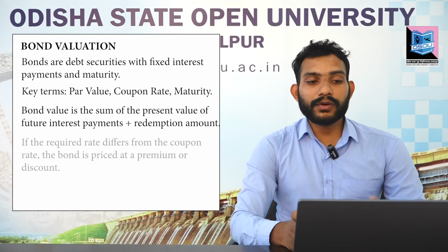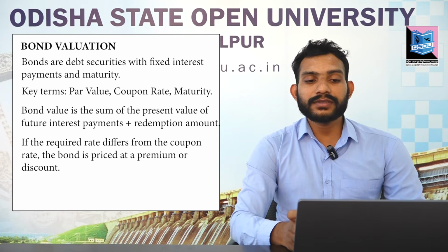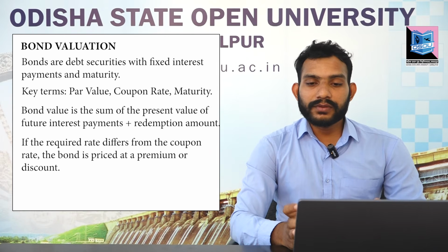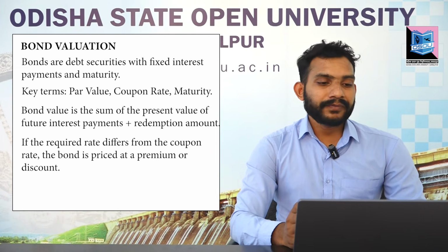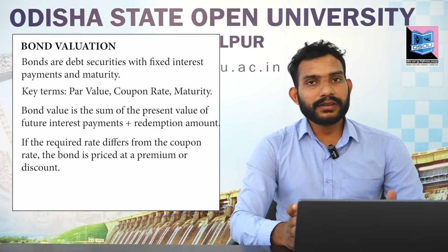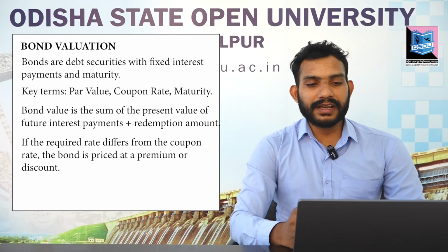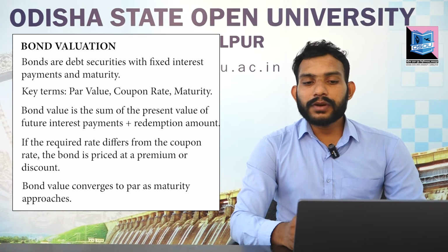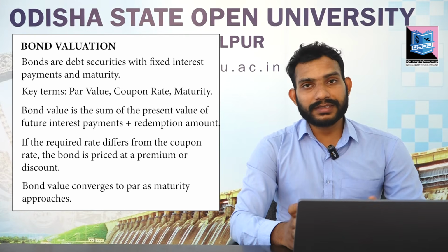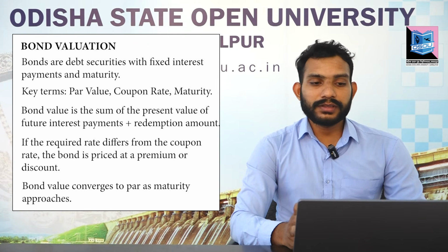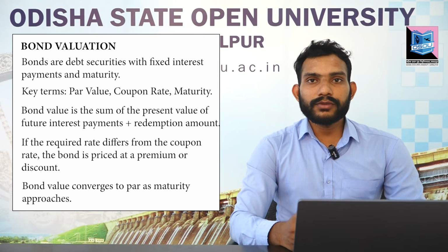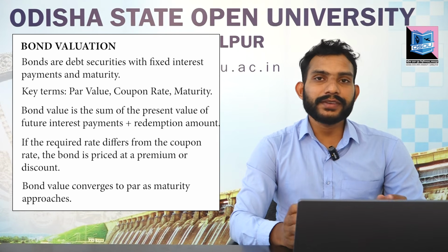Now, when we calculate bond value, we are looking at the present values of all future interest payments plus the present value of the redemption amount, which is usually the par value at maturity. Here's where the required rate of return comes in. If the required rate of return is higher than the coupon rate, then the bond is less attractive, so it's sold at a discount. If the required rate is lower, the bond looks more appealing and sells at a premium. But over time, no matter how the bond is priced now, as it gets closer to maturity, its value gradually moves back towards its par value.